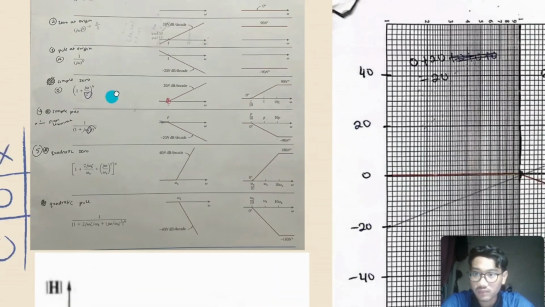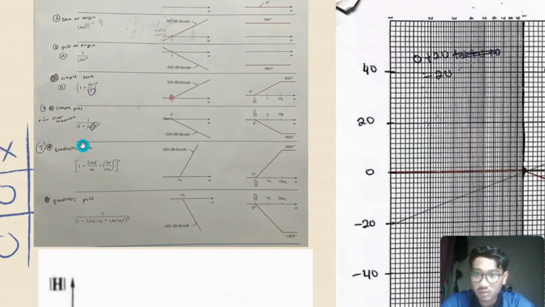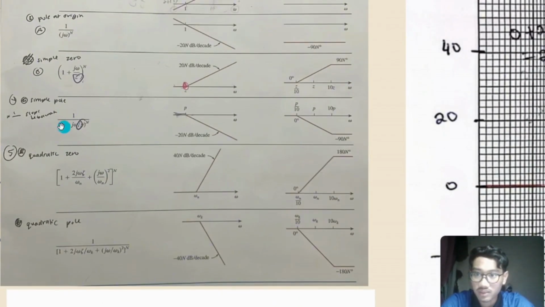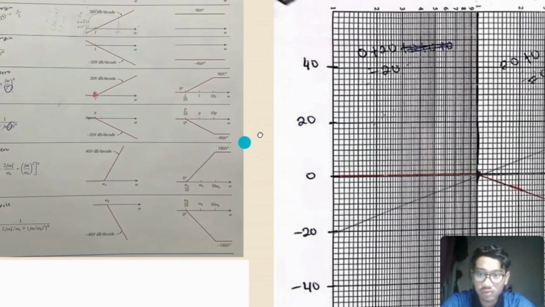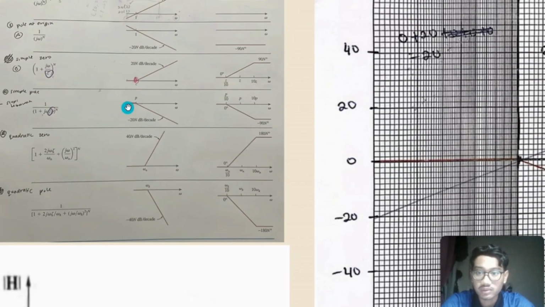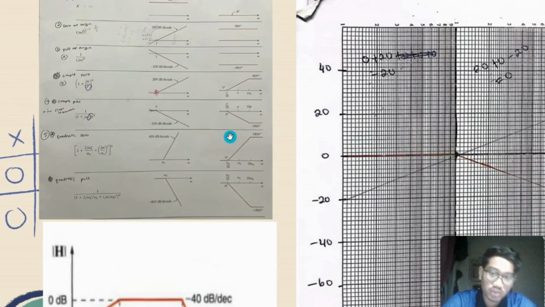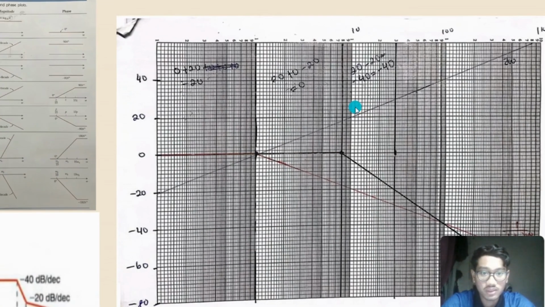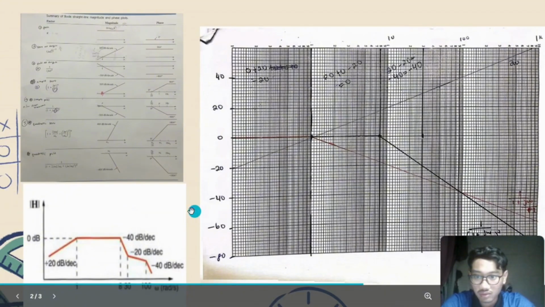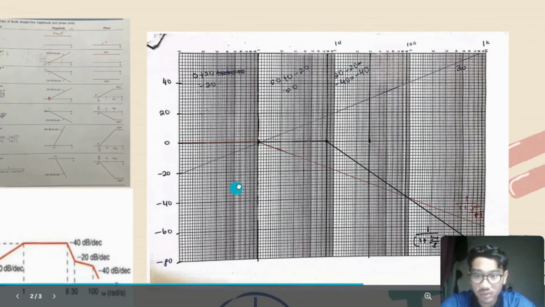So we need to use the function of a simple pole, which is 1/(1 plus jω/p) to the power n. n is 1 because we need to use negative 20 dB only. So from the constant 0 and the pole 1, the starting point at pole 1, the slope goes down. So now we have positive 20 dB plus negative 20, so we get constant 0. So we get the answer. The constant is 0. And then the last part for me is negative 40 dB per decade.